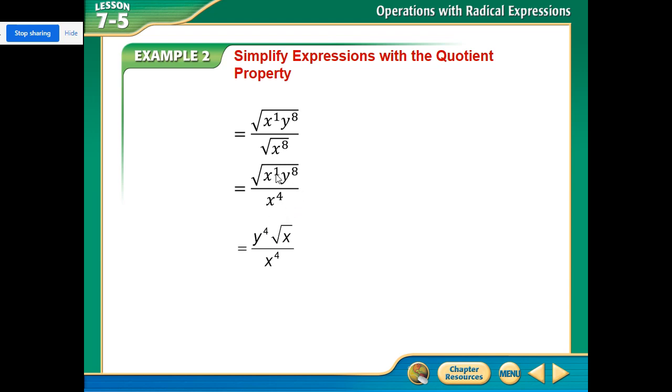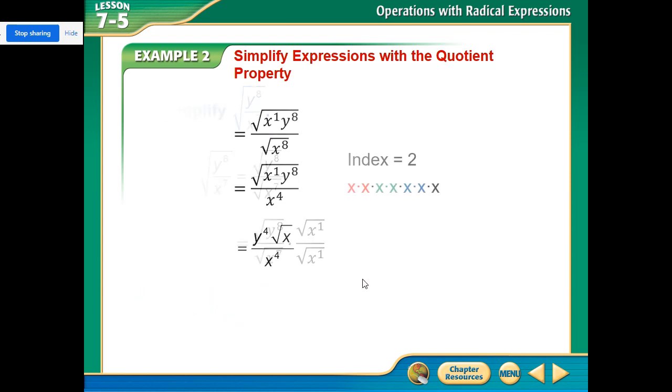Well, the numerator, the x to the 1st isn't going to do anything, so it's just the square root of x. The y to the 8th becomes y to the 4th. The last step is always just look to see if we can simplify anything else, and those can't be simplified at all. So that is my answer.